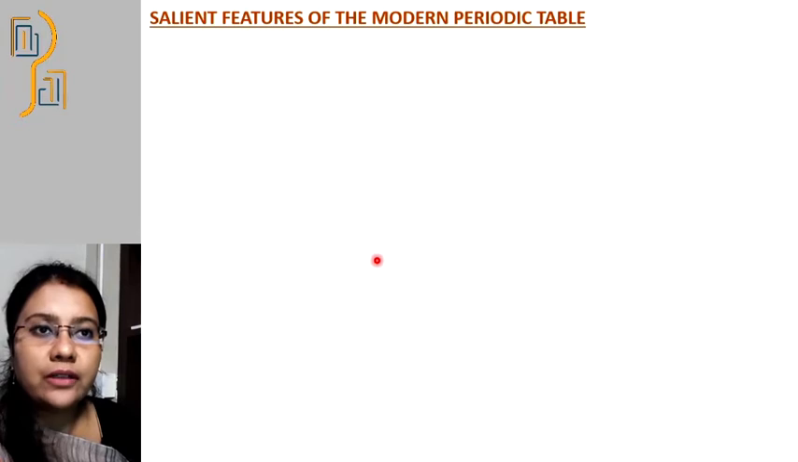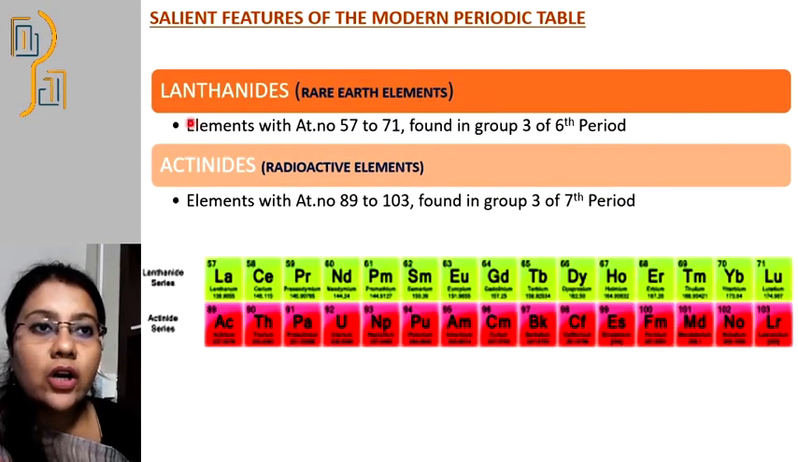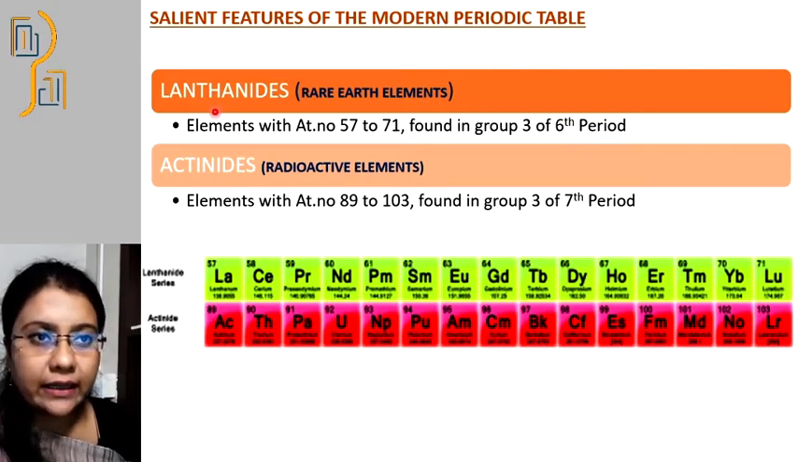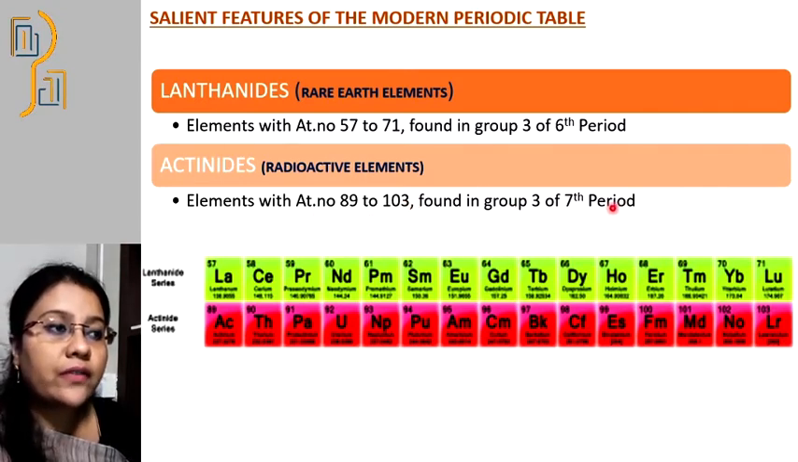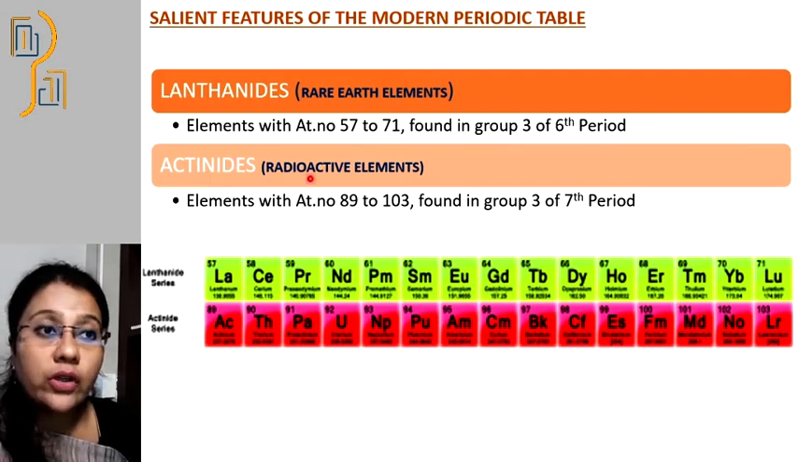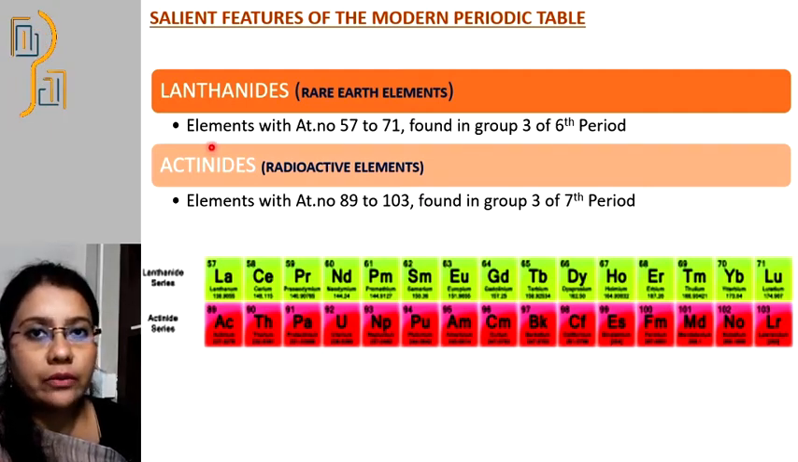Apart from these periods, there are 2 other rows of elements called lanthanides and actinides. Elements with atomic numbers 57 to 71, found in group 3 of the 6th period, are called the lanthanides, and elements with atomic numbers 89 to 103 in group 3 of the 7th period are called the actinides, which are also radioactive elements. These 2 rows of elements are placed at the bottom of the periodic table, because if they were placed in the normal periodic table, it would distort the shape of the periodic table.